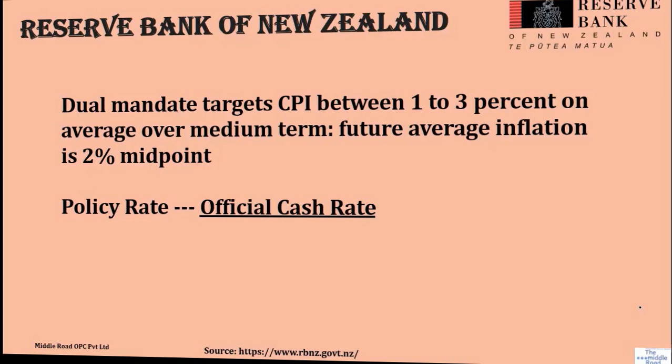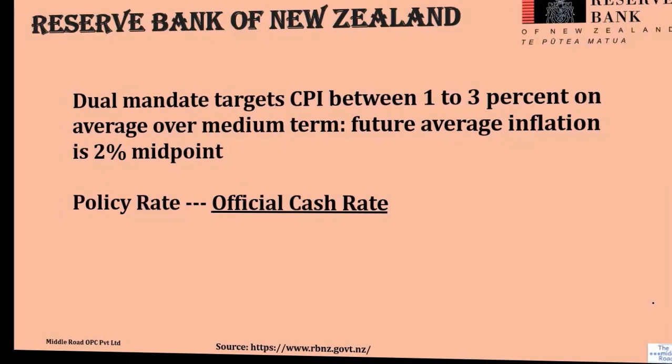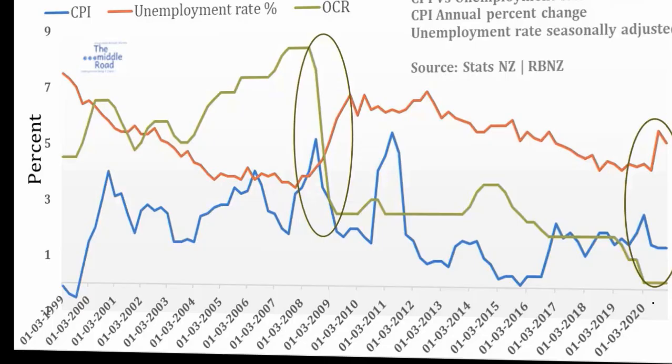If we look at New Zealand, this is one of the best central banks in the world. They have a dual mandate, with CPI kept between 1 to 3%. They target over the medium term, but they look at the midpoint. The policy rate is the official cash rate. You could read a bit about it.